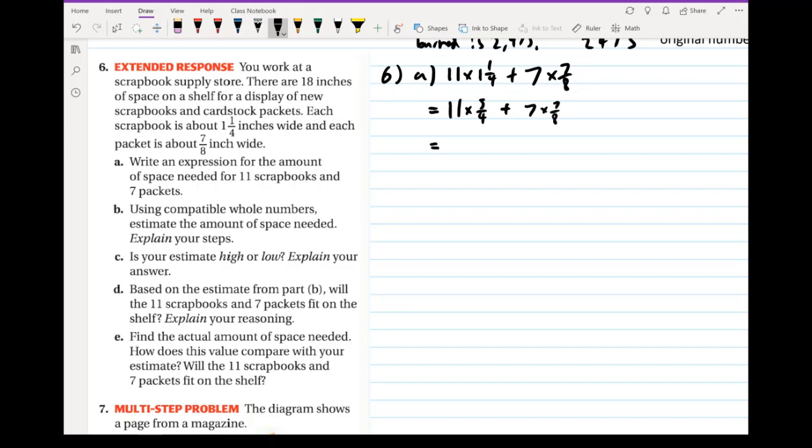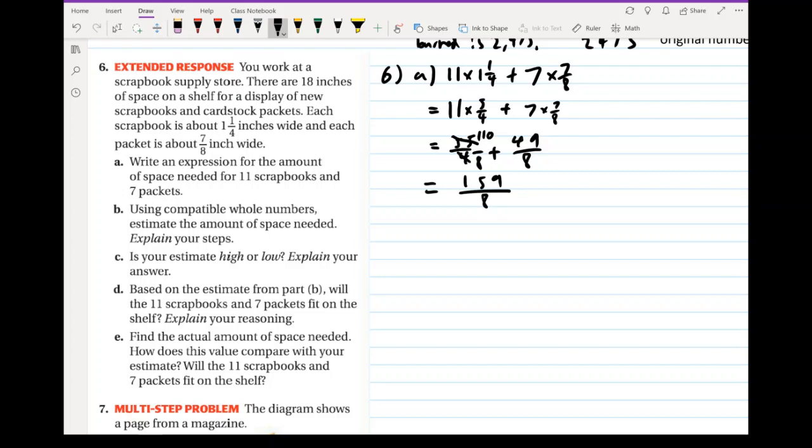So we have here 11 times 5 is 55 over 4, plus we have 7 times 7, which is 49 over 8. And then in order for us to add them together, we need to change this fraction by multiplying top and bottom by 2. That becomes 110 over 8. And so once we add them together, that will give us 110 plus 49, which is 159, all over 8.